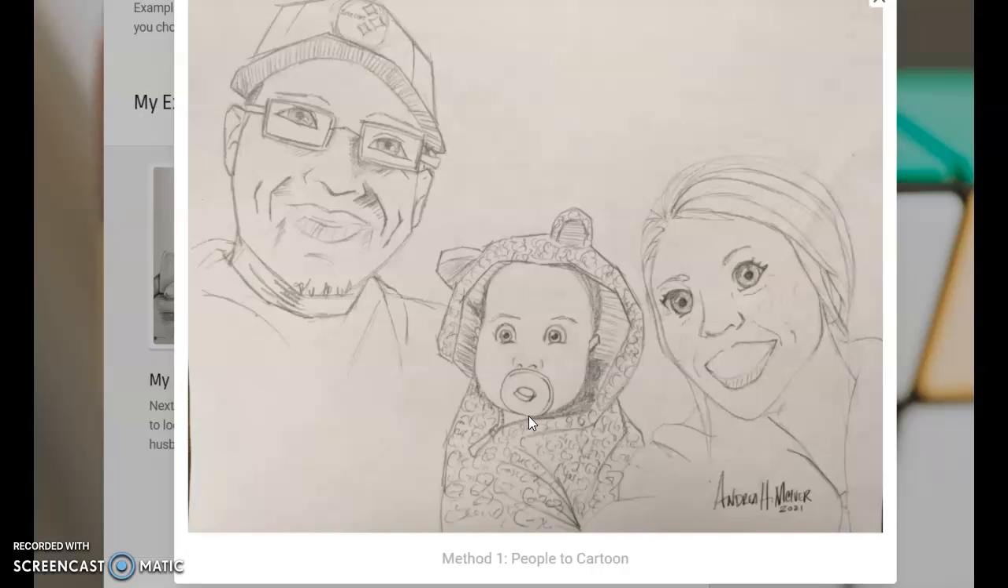Because cartoons, we do lots of exaggeration. I made my eyes huge, my mouth big with no teeth. So I erased my teeth. And then my hairstyle I over-exaggerated. And then my daughter's hoodie squared off. So it's just a real rough sketch of what I would want that final piece to look like. So that's method 1. Draw the person or people you want to do roughly and then turn it into whatever cartoon style you chose.